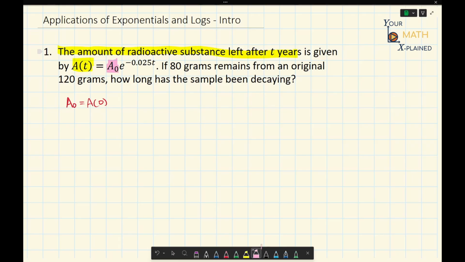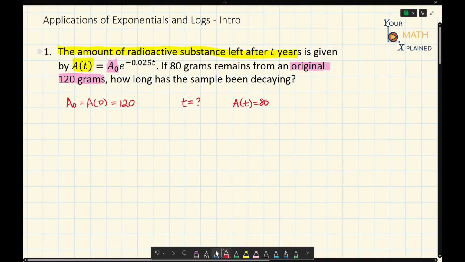So then the next sentence, it says if 80 grams remains from an original 120 grams, how long has the sample been decaying? So notice how here it says an original 120 grams. So that tells us this is how much we started with. So therefore, A0 is equal to 120. So then 80 grams remains, but we don't know how much time has passed. And that is what we're trying to find out. So for this equation, what we're trying to do is we're trying to solve for t. But we do know that A of t is equal to 80.